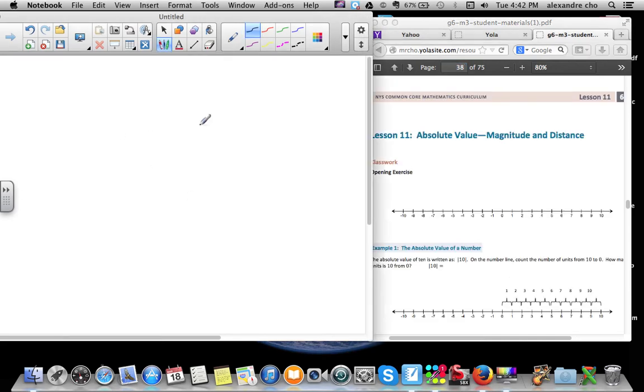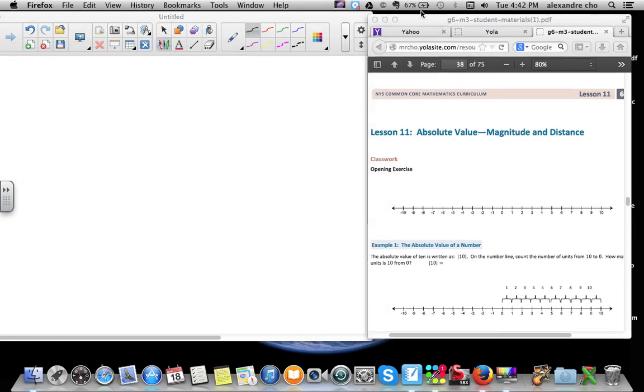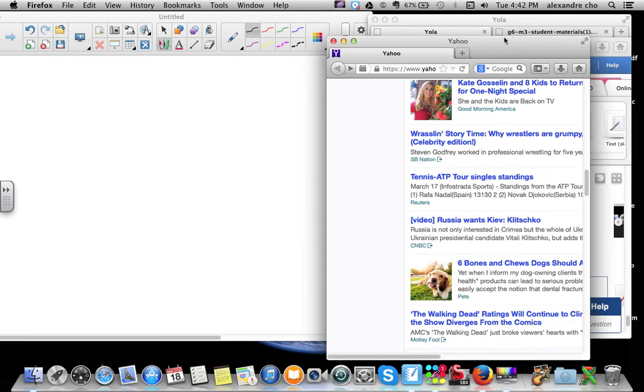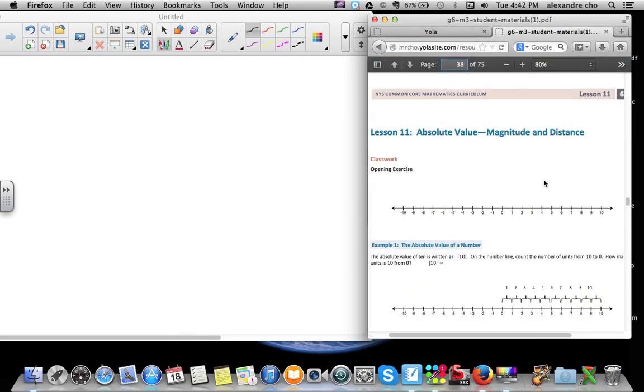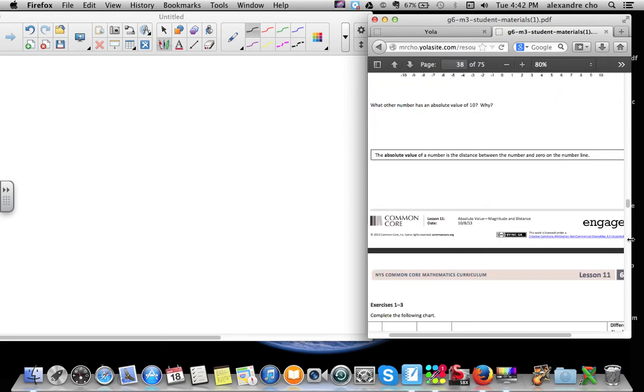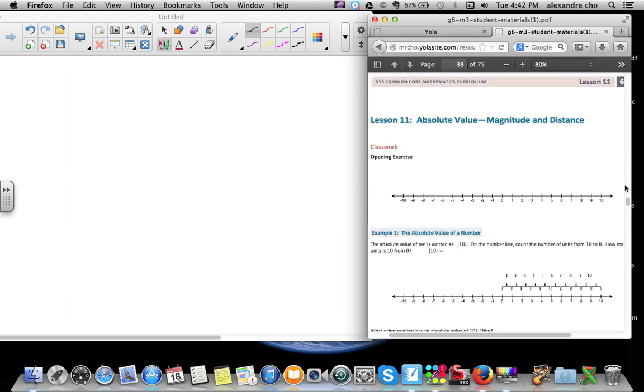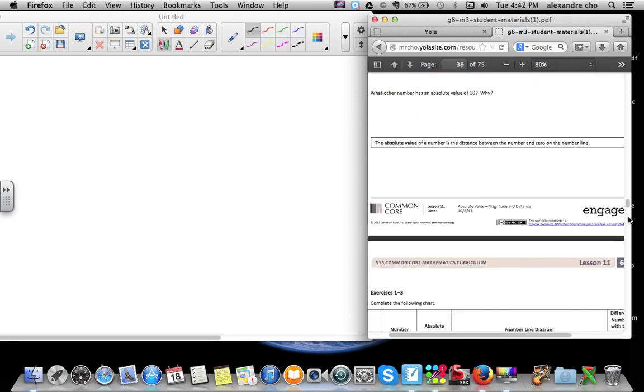All right, so we're dealing with absolute value. Let's see what happens here. Okay, the absolute value, just to review, is the distance a number is away from 0. And what's the question here?